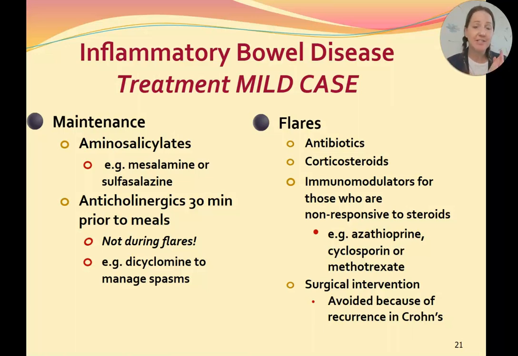Flares, however, is a different type of plan of care. So you would not be using your anticholinergics in a flare. So make sure you circle that, okay? Flares, you're going full force with your antibiotics, your steroids. If your body's not responding to steroids, you might try some immunomodulators, and those are those UMABs. And then immunomodulators could also be the cyclosporin, the methotrexate, the azathioprine. And then surgical interventions usually are avoided because it'll sometimes come back anyway. So we try to keep the integrity of the tissue that's been diseased and having a flare to the best of our ability so we don't have to pull it out of the body.